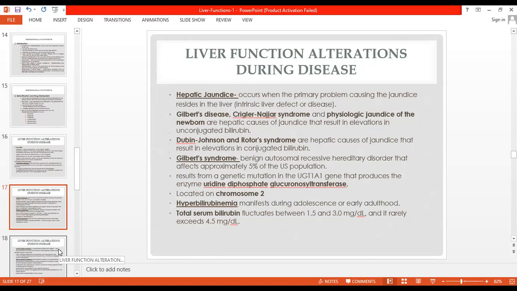Next is the hepatic jaundice. Hepatic jaundice occurs when the primary problem causing the jaundice resides in the liver. This is the intrinsic liver defect or disease. This intrinsic liver defect or disease can be due to disorders of bilirubin metabolism and transport defects, such as Crigler-Najjar syndrome, Dubin-Johnson syndrome, Gilbert's disease, and neonatal physiologic jaundice of the newborn, or due to diseases resulting in hepatocellular injury or destruction.